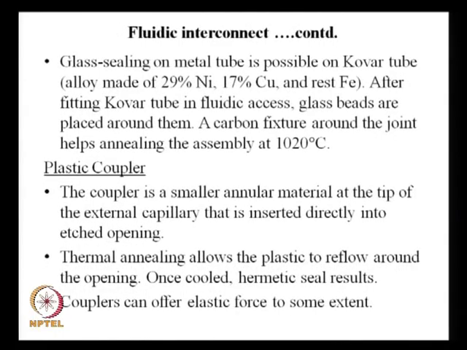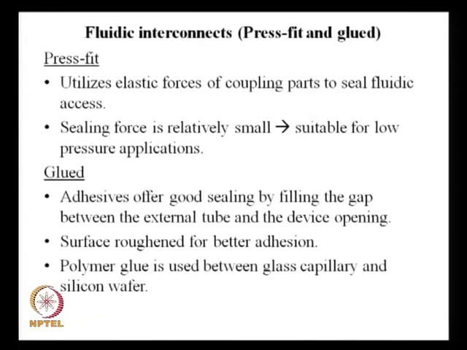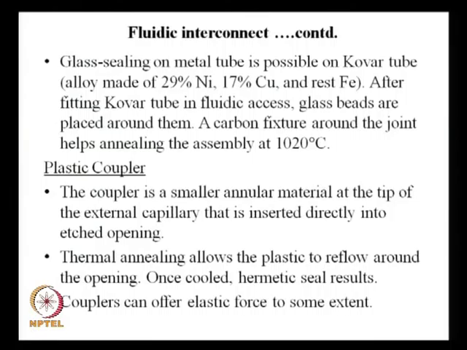There is a glass sealing on metal tube which is possible. So, when it comes to silicon and glass, you can use polymer glue, that is the last point, right. You have a silicon wafer and a glass capillary goes in there. It is easy to make glass capillaries. So, glass capillary is going in there and you can apply the glue around. However, when you have a metal tube, that means here we are working at higher pressure, or with certain materials or certain temperatures for which a metal tube would be necessary.